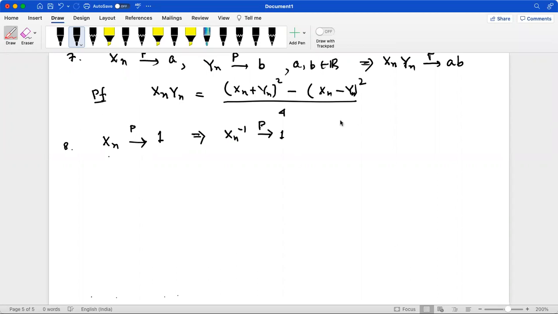And given that the probability of xn equal to 0 is 0, otherwise there is a problem. You can't take 1 by xn. So that's why we need the probability of xn equal to 0 to be just 0. Xn can be 0, but that probability is 0.